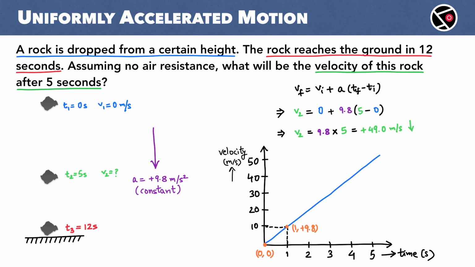This is our velocity time plot. For time at 5 seconds, velocity is plus 49 meters per second. We get the same result as before. Velocity of the rock after 5 seconds is plus 49 meters per second.